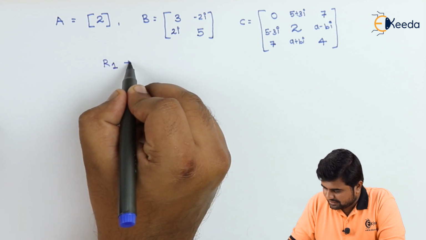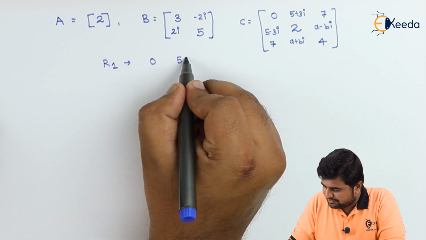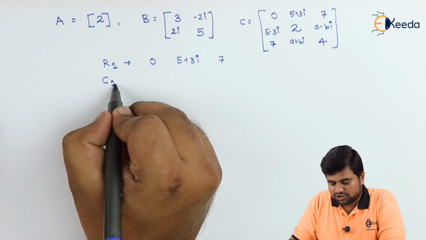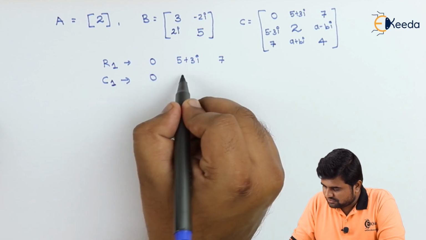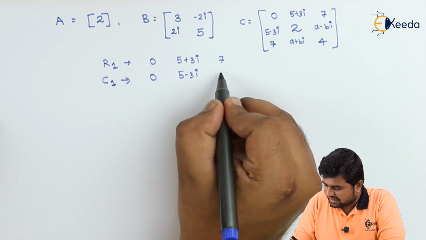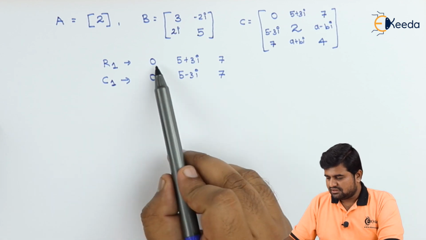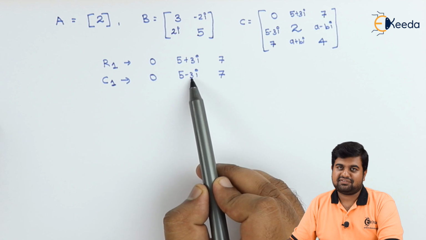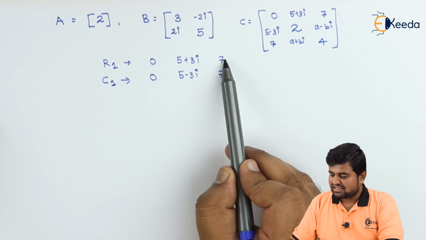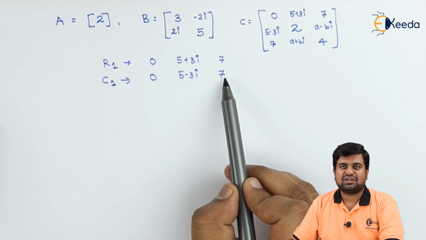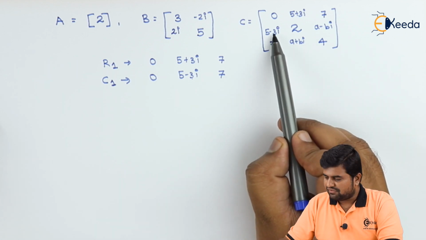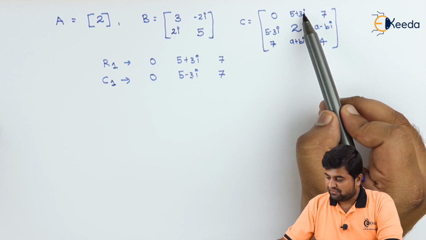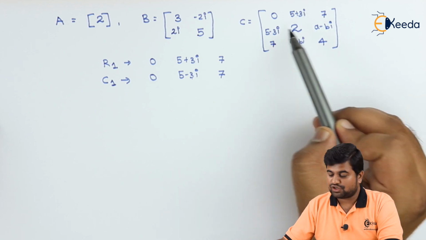Row 1: 0, 5 plus 3i and 7, and let us write down column-wise 0, 5 minus 3i and 7. Can't you see this 0 and 0 are the conjugate of each other? This 5 plus 3i and 5 minus 3i are conjugates of each other, and this 7 and this 7 are conjugates of each other. If you take the second row, 5 plus 3i, 2 and a minus bi, and focus on the second column, which is 5 plus 3i, it is nothing but the conjugate of the same, 2 is the real element.